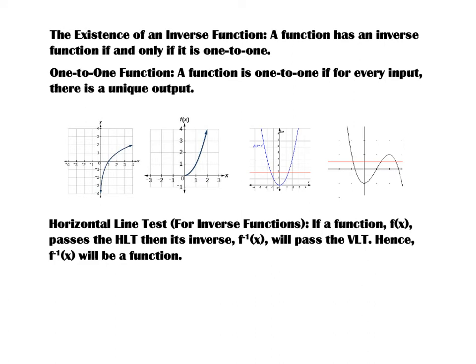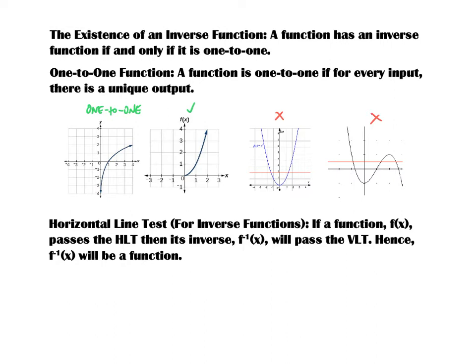So a function has an inverse if and only if it is 1 to 1. What it means to be 1 to 1 is a function that has, for every input, only one and one unique output. So, for example, here are a couple of 1-to-1 functions. This is 1 to 1, and so is the second one. The third and the fourth are not. Those third and fourth functions are not 1-to-1 functions.